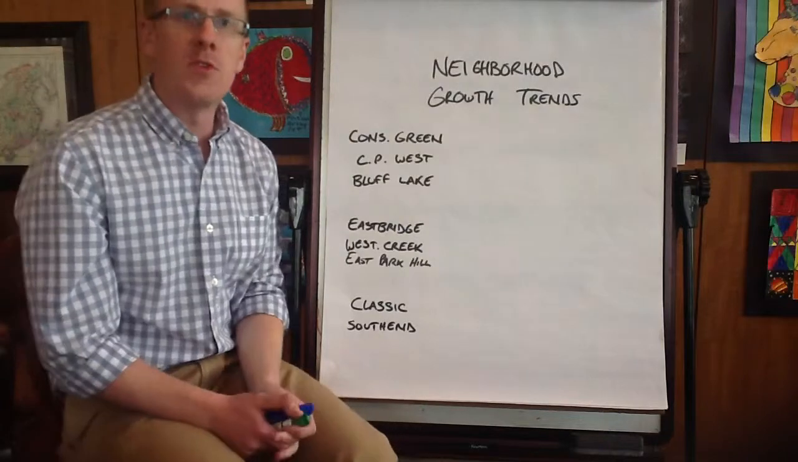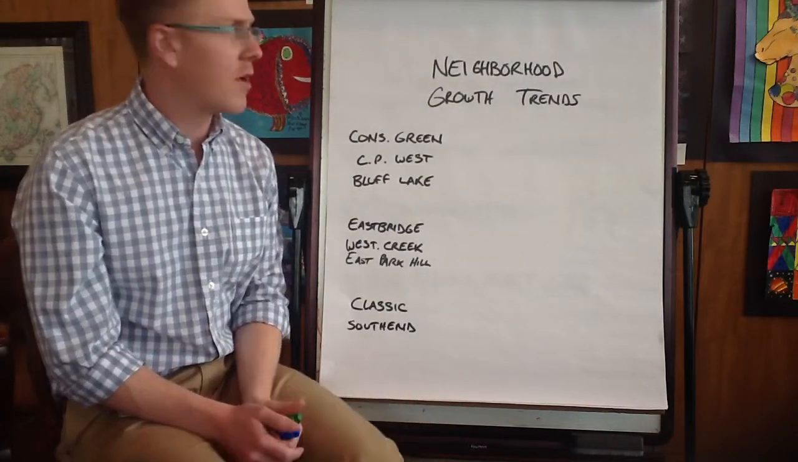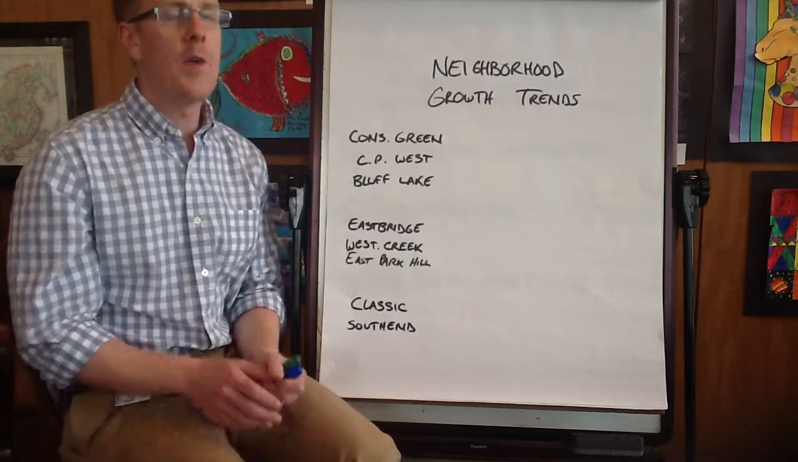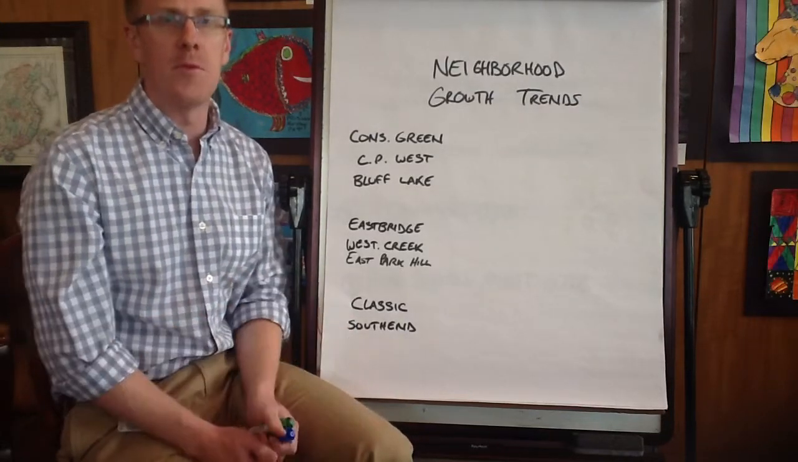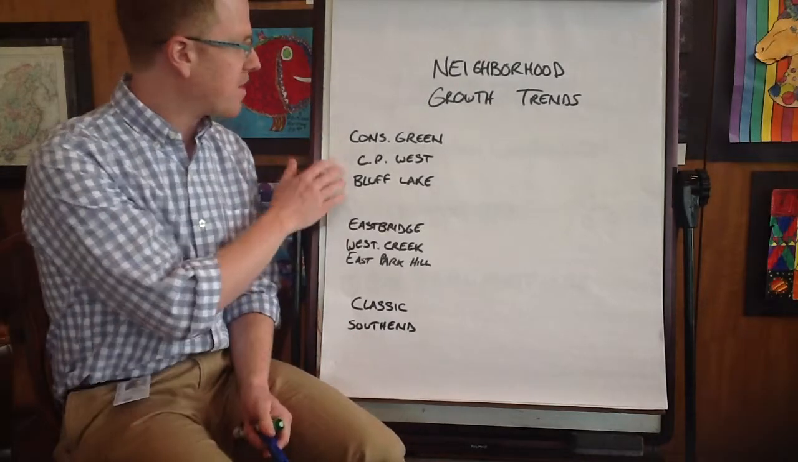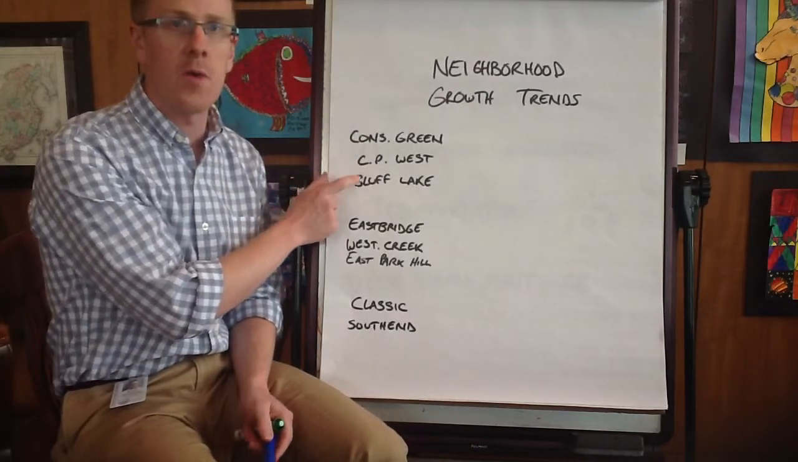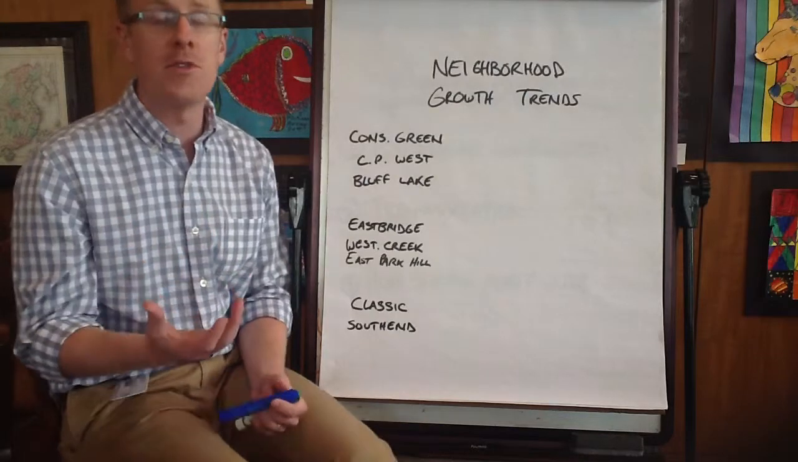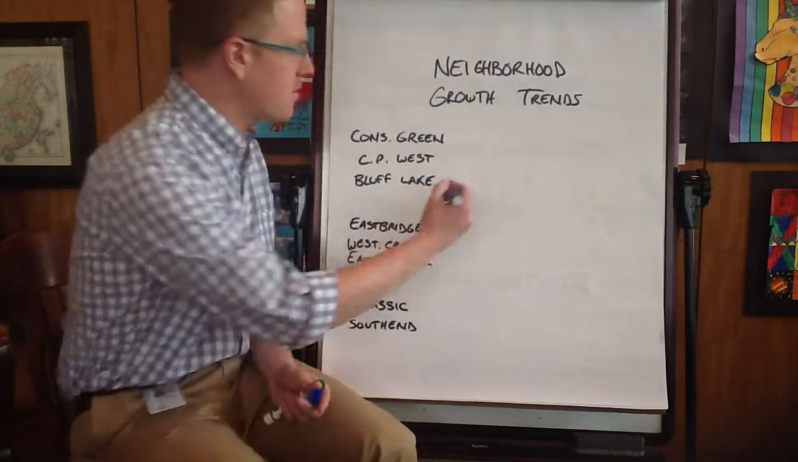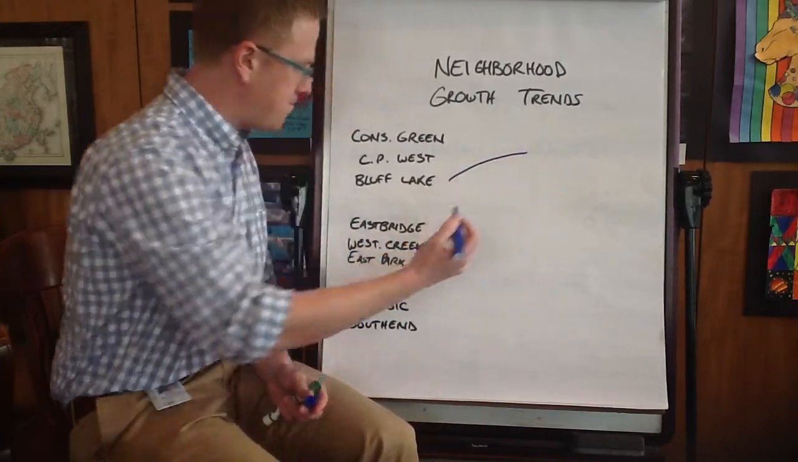Finally, another aspect to look at are the individual growth trends within each neighborhood in this area. Now we really see that there are 3 types of growth. There are those neighborhoods that are growing rapidly. Some examples of that are Conservatory Green, Central Park West, and Bluff Lake. These neighborhoods are very new, and so we're seeing many more kindergarten students each year. And so those are really trending up.